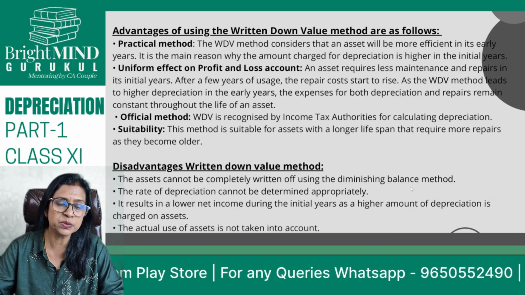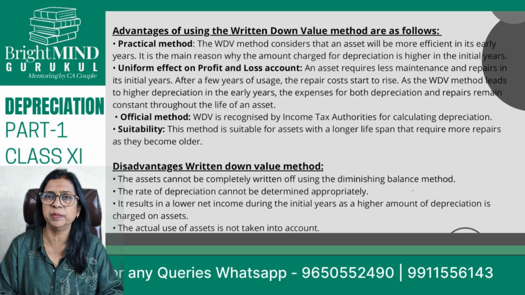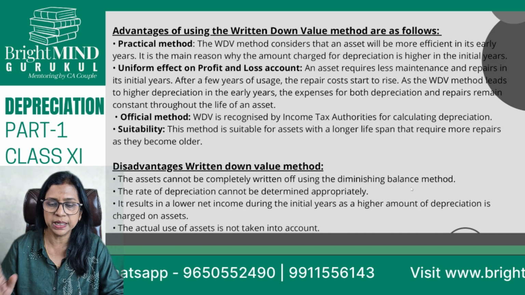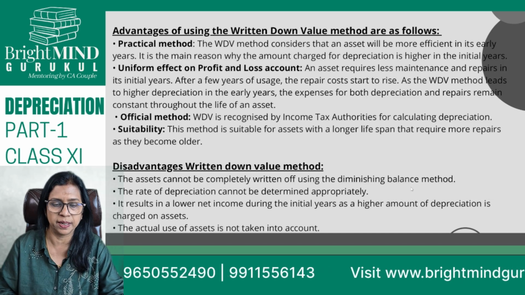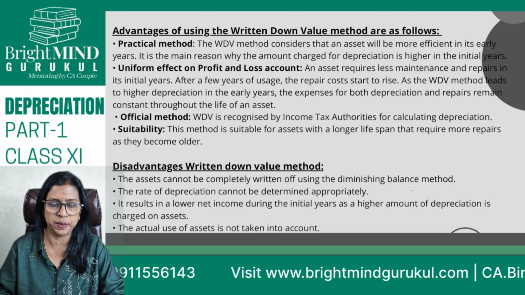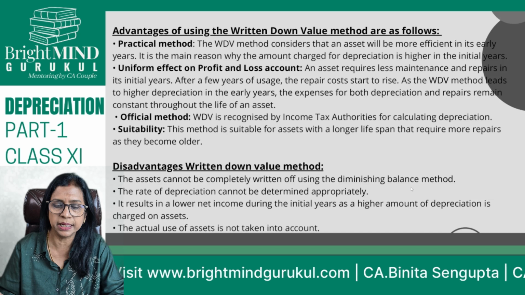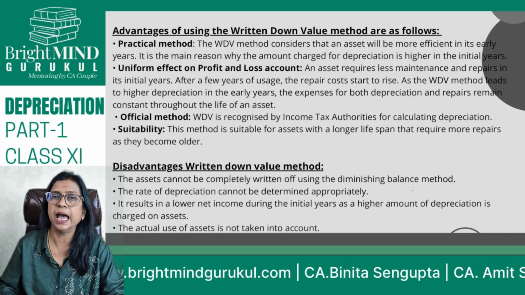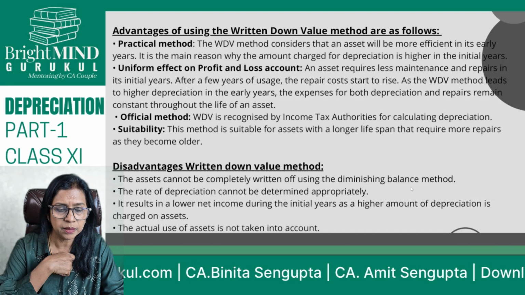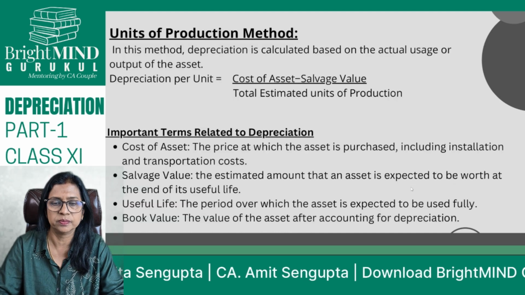Now disadvantages will be, the asset cannot be completely written off. As in straight line method, the asset value comes to zero. But in WDV method, this will not happen. Second is that rate of depreciation cannot be determined appropriately. The third is that it results in lower net income during the initial years as the amount of depreciation is quite high. The last is the actual use of asset is not taken into account.